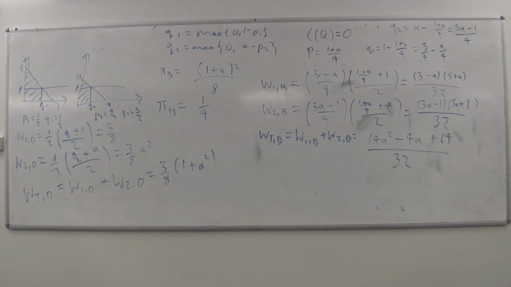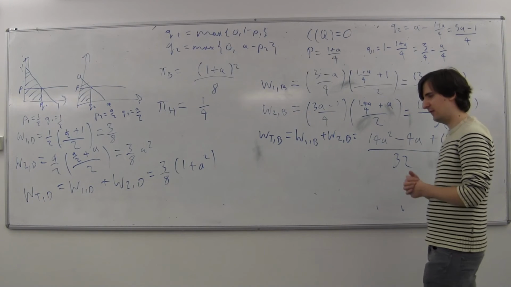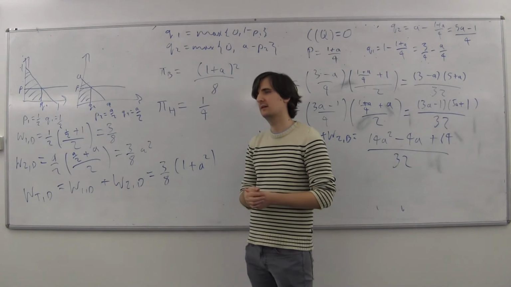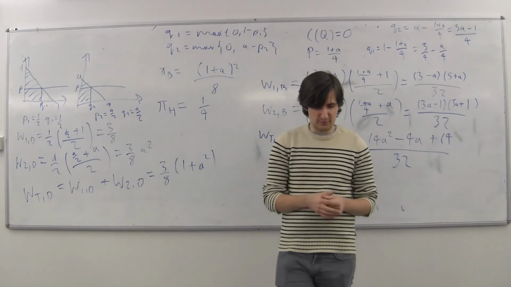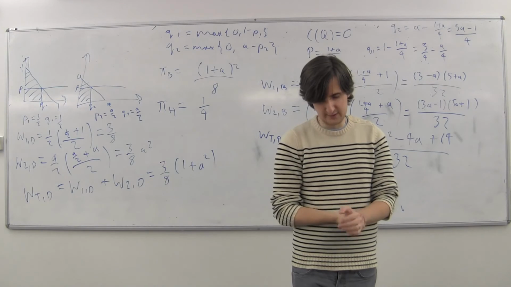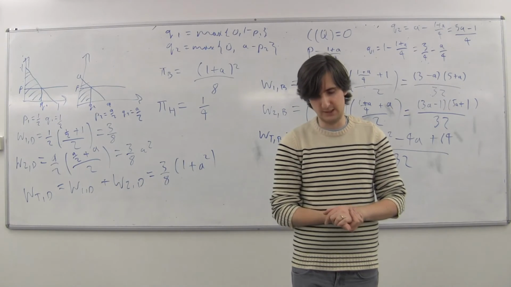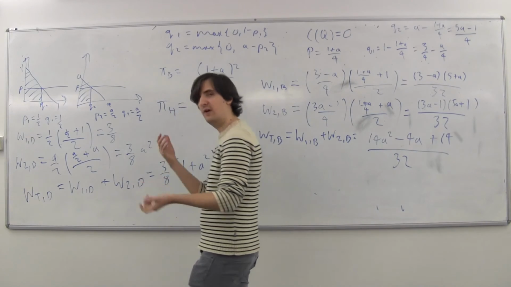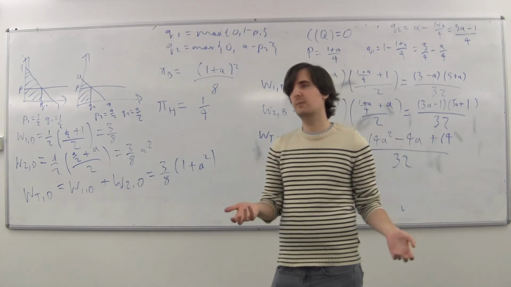When A is so small, there's only higher types. When A is small, the firm gets higher profits if they just sell to the high type. So the firm prefers just to sell to the high type in the absence of price discrimination. If you allow price discrimination, then the firm is going to sell to both types.